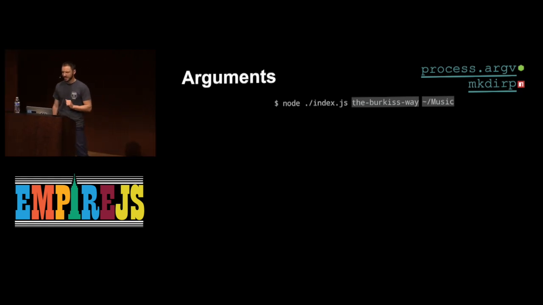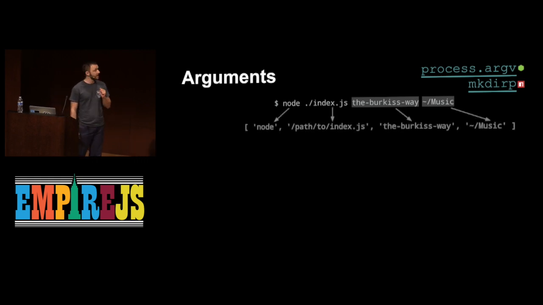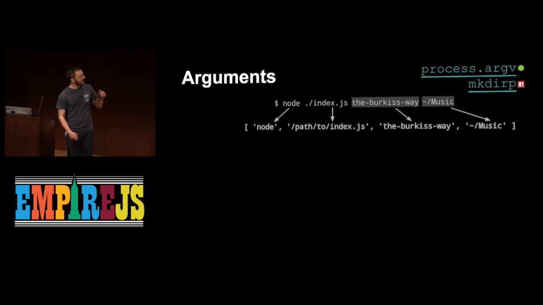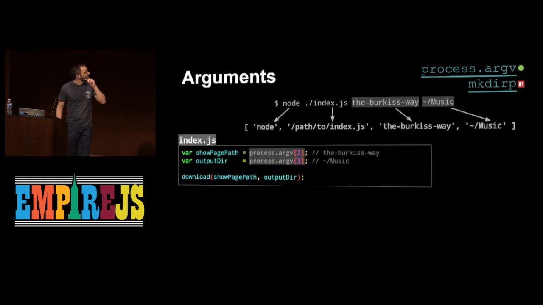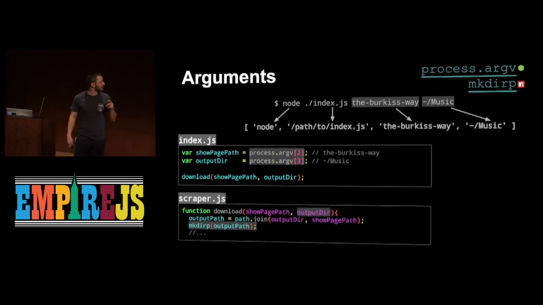Now, Node exposes the command line arguments through an array called process.argv. And when I say arguments, I actually mean every token delimited by a space. So you'll notice that the first one is Node, the second one is the path to index.js. You start with the third one if you want what we traditionally consider arguments. So the script looks very similar to before, except we're reading these from process.argv rather than hard coding them. And then we also pass the output dir to the download function.